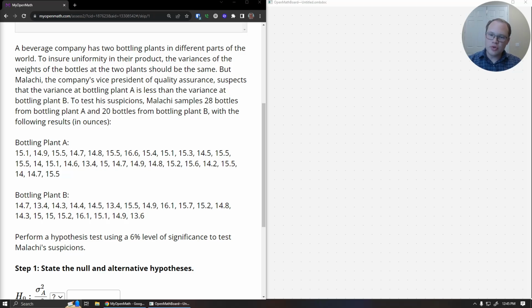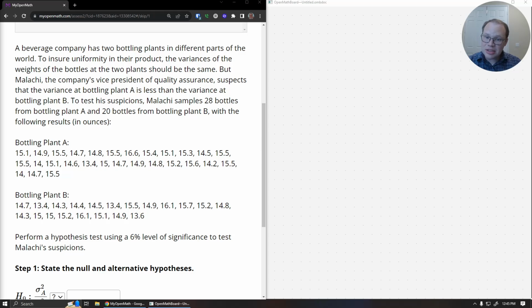A beverage company has 2 bottling plants in different parts of the world. To ensure uniformity in their product, the variances of the weights of the bottles at the 2 plants should be the same. But Malachi, the company's vice president of quality assurance, suspects that the variance at bottling plant A is less than the variance at bottling plant B.